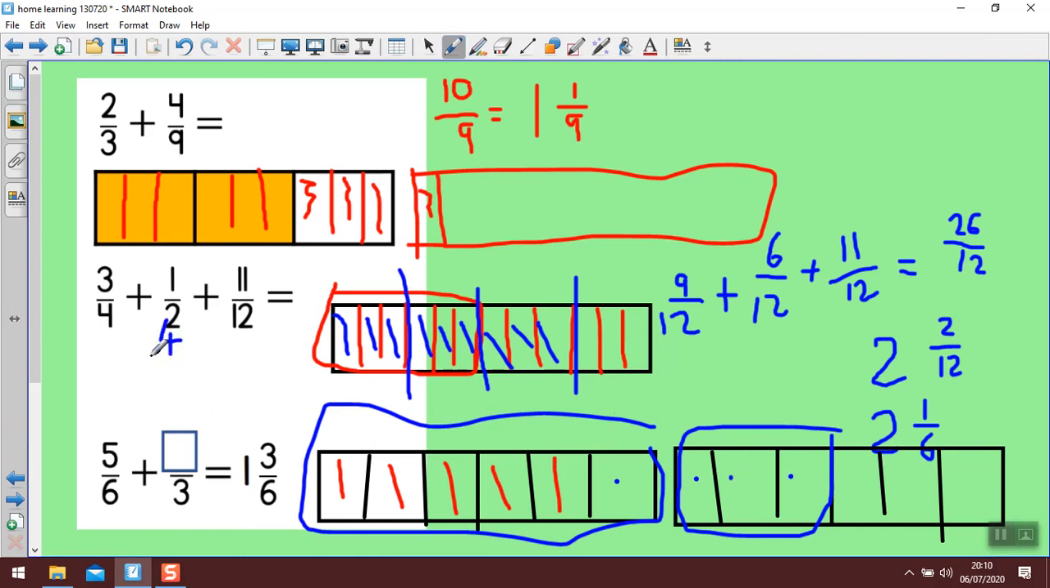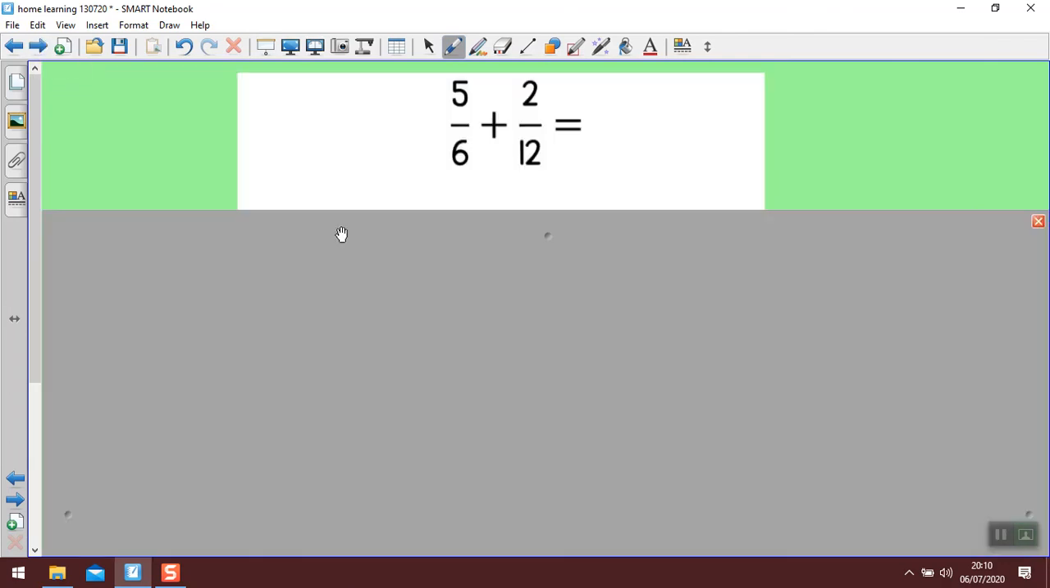But 4 sixths doesn't fit into our box down here. What is that in thirds? 4 sixths is the same as 2 thirds, because I can divide 4 by 2 and 6 by 2, which makes an equivalent fraction. 5 sixths plus 2 thirds equals 1 and 3 sixths. Well done if you got those right. Now we'll have a go at this one. 5 sixths plus 2 twelfths. Pause the video while you have a go.